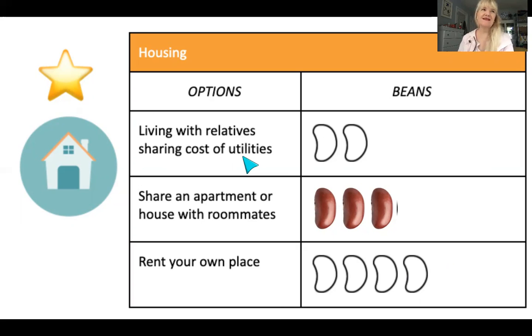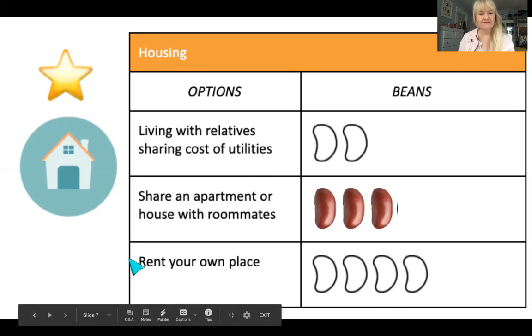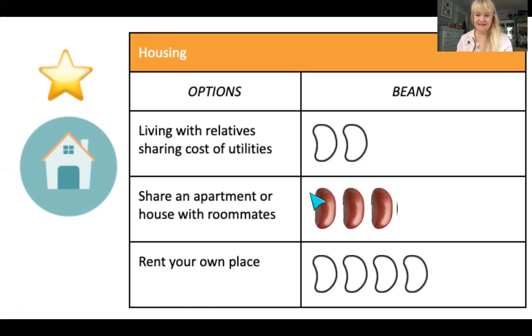So living with relatives, that means that I might live with my mom and dad, or I might live with my brother or my sister, or an aunt or cousin. And the utilities, I have to remember, that means the lights, electricity, maybe air conditioning. Those are utilities. So that's the cheapest option. That only costs 2 beans. So if I wanted that option, I could drag 2 beans there. Okay, that's the cheapest option.